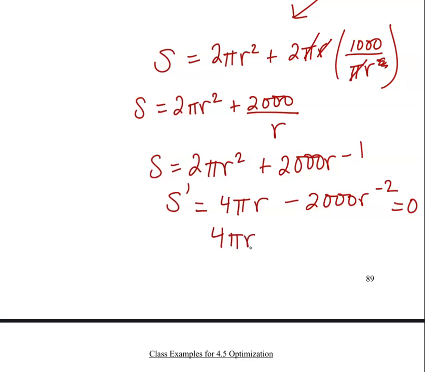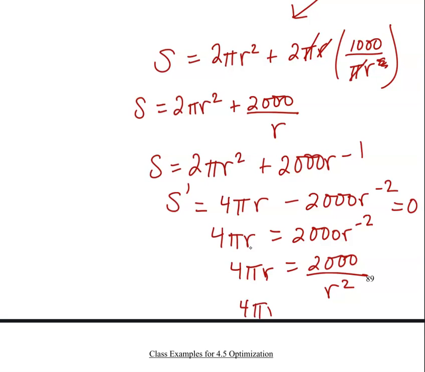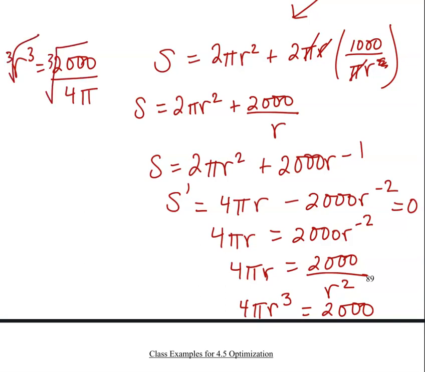We've got 4 pi r. I'm going to move that 2,000 term to the other side, so 2,000 r to the negative second. And I move it back to the denominator, so we get 2,000 over r squared. And then I'm going to cross multiply, so I have 4 pi r cubed equals 2,000. Boy, I really didn't leave you enough room here, so let me come back up here and write. I'm going to divide both sides by 4 pi. So I have r cubed equals 2,000 divided by 4 pi. Now I'm going to take the cube root of both sides, and I'm going to put that in my calculator and get a decimal for that.